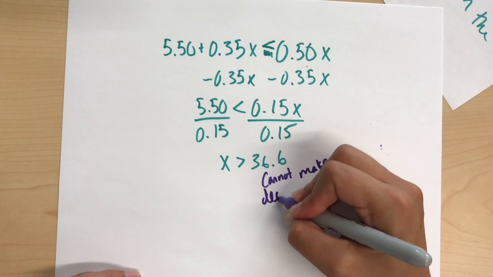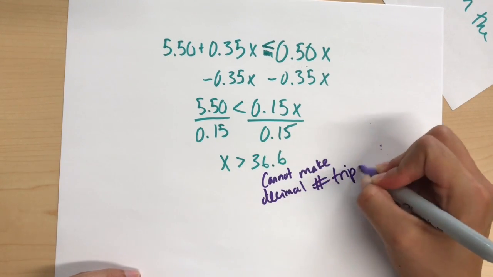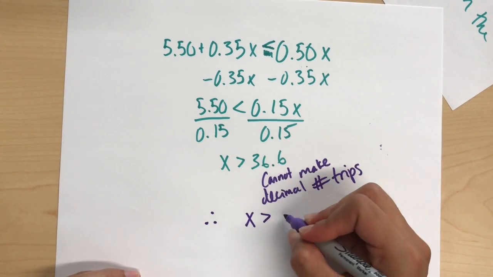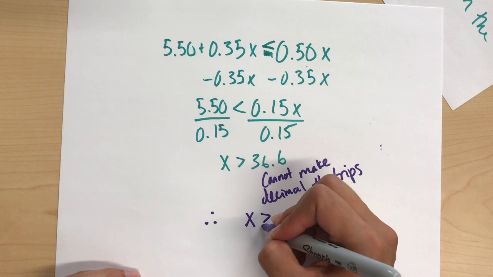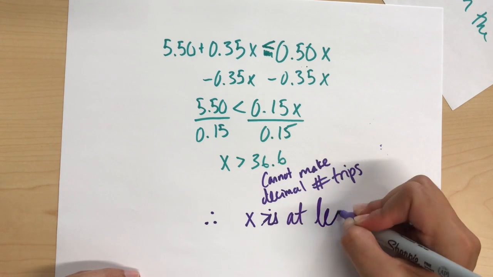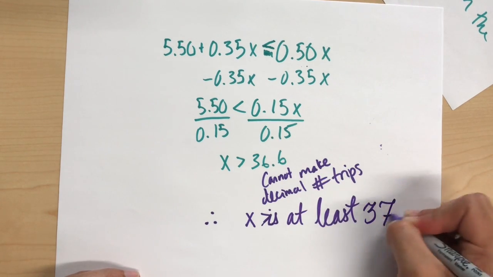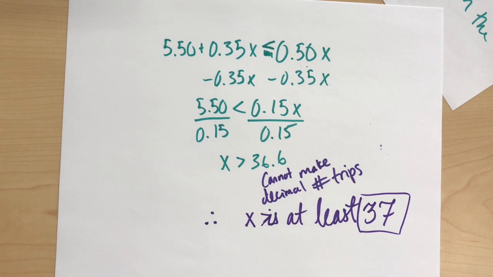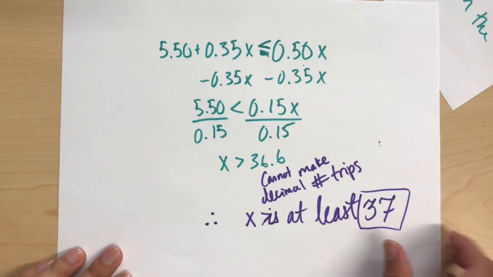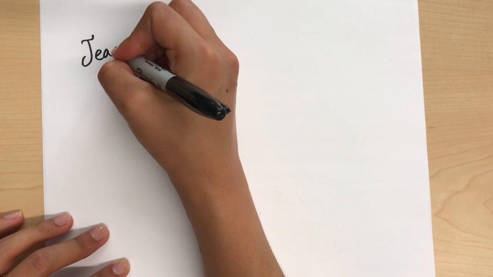Okay, so 36.6. Now, I can't really take 36.7 trips, right? I can't take a decimal number of trips through this tunnel. That just doesn't make sense. I'd have to splice myself in half, which would be impossible and gross. So what I say is that x is at least, I round up, 37, right? So I need to take at least 37 trips in order for the sticker to be worth it. So that's a lot of trips. So if you were only going into the city like a couple times, you might not want to buy the sticker. Okay, but if you go every single day, probably worth it to buy the sticker.